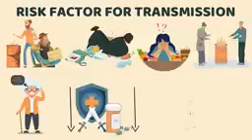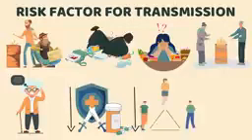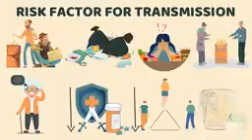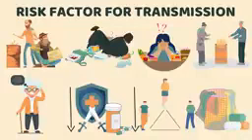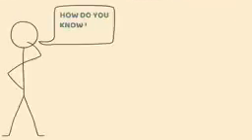You can get scabies by coming in physical contact for a significant amount of time with someone who has scabies, or you can also get scabies by using the same towels, beddings, clothes, or other fomites used by someone who has scabies. How do you know if you have scabies?